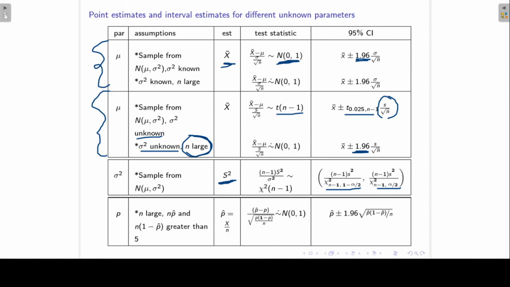And then the last parameter that we estimated was the population proportion. Now, when we work with a large sample and n p hat and n times 1 minus p hat are greater than 5, then our test statistic p hat minus p divided by the standard error follows an approximate standard normal distribution. And then we have the confidence interval in the last column. And you can see again, because my test statistic follows the standard normal distribution, my critical value in my confidence interval comes from the standard normal tables.